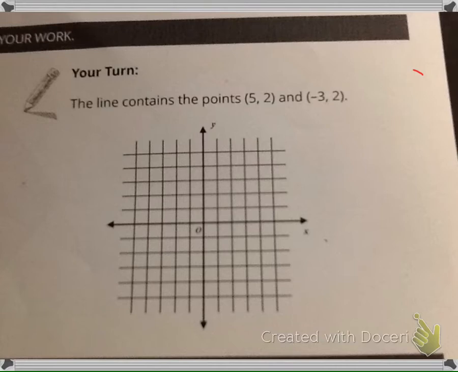You need to do two things here. You need to graph those points and draw the line with a ruler so it's nice and straight, and then you need to write the slope. Turn the video off and do that. Turn it back on when you're ready.